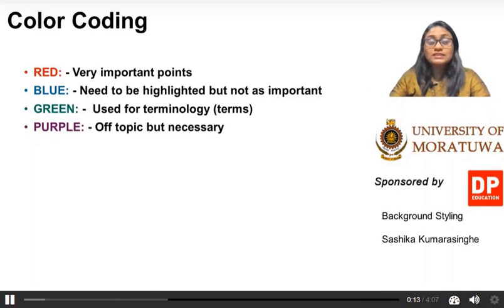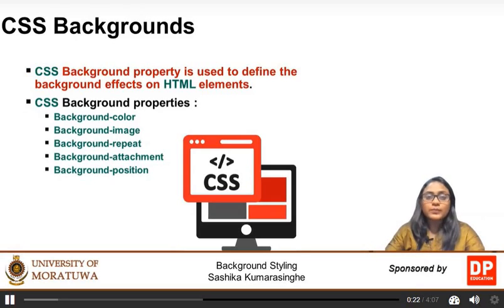Before moving forward, let's take a moment to get familiar with the standard color coding scheme we have been using throughout this course. CSS background properties are used to define the background effects on HTML elements. We are going to discuss 5 CSS background properties in this video. Those are background color, background image, background repeat, background attachment, and background position.